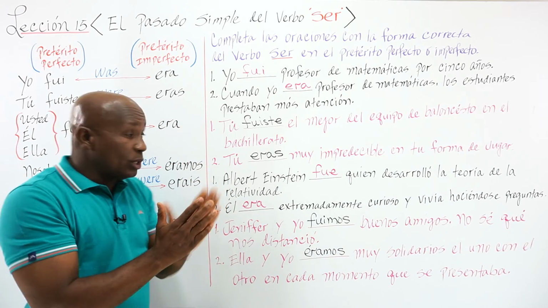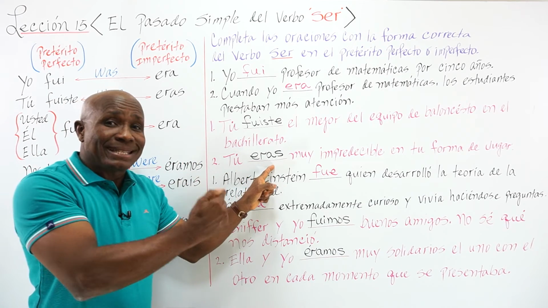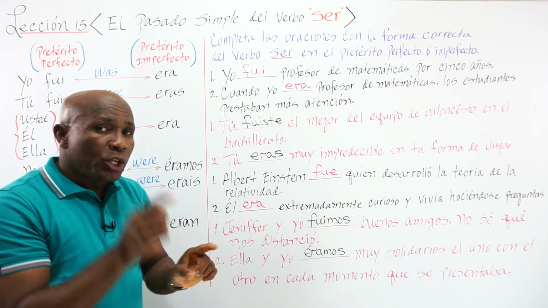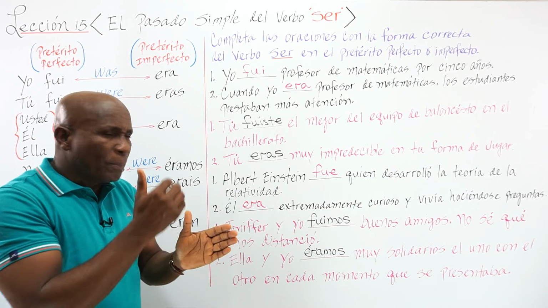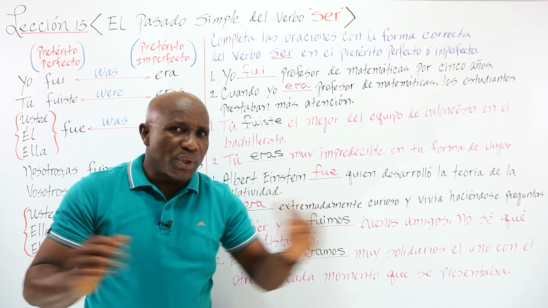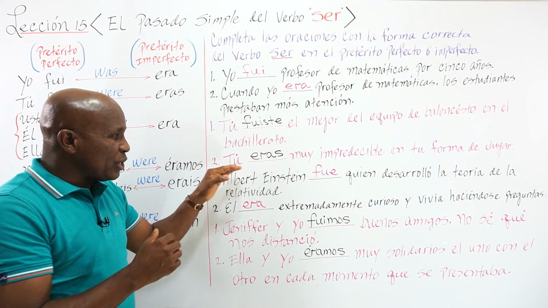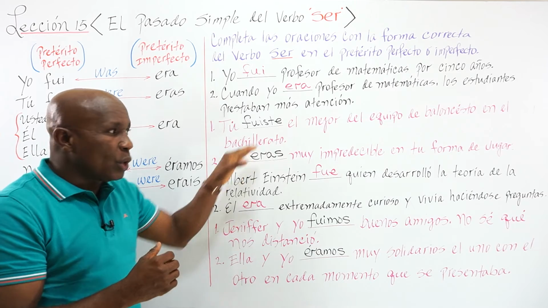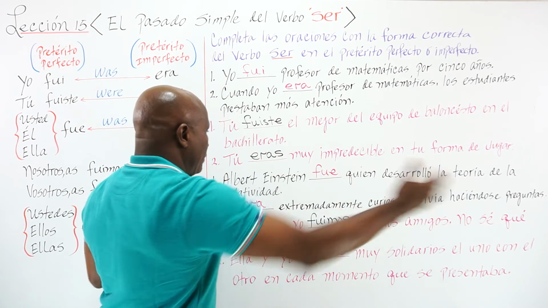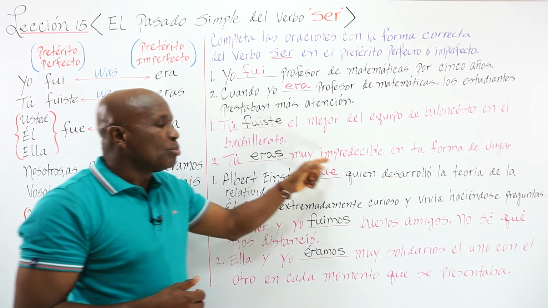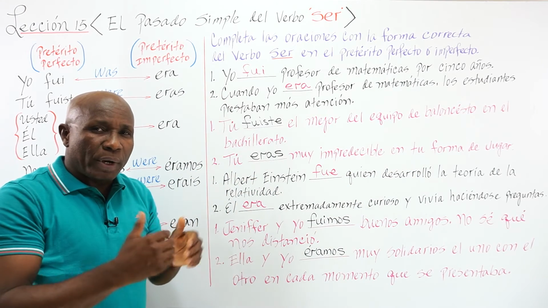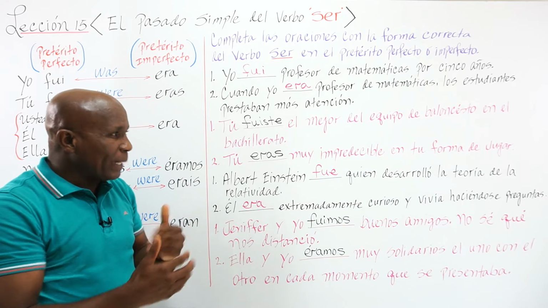Now, in contrast, look at this. Tú eras muy impredecible en tu forma de jugar. You were very unpredictable in the way you play. You see, that's an ongoing situation. It's a situation that began in the past, concluded in the past, but it implies that it was ongoing, as you can see.